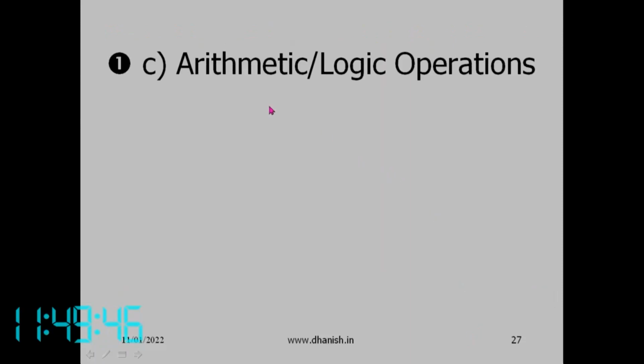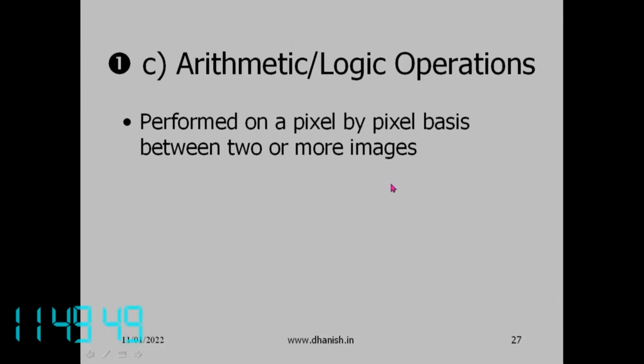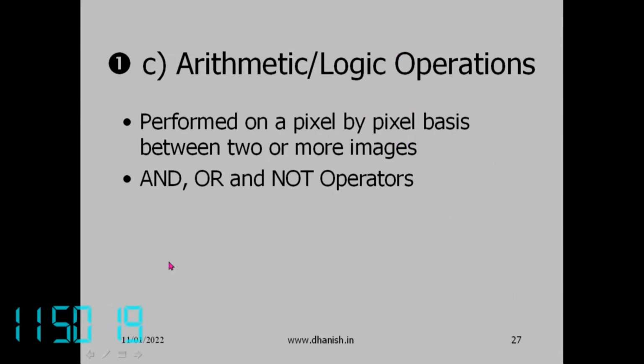So next we come to arithmetic logic operations. This is performed on a pixel by pixel basis between two or more images. Arithmetic means addition, or logic. You add two images together or find the difference. So sum or difference all come under arithmetic. And logic is maybe union: you combine, you mix up. So you add one more object onto an image. All such things are done through arithmetic logic operations.